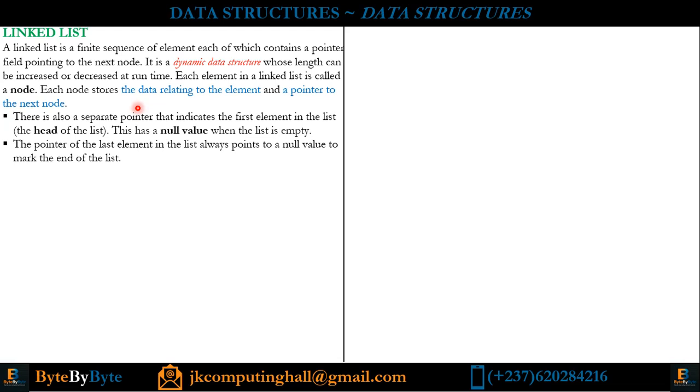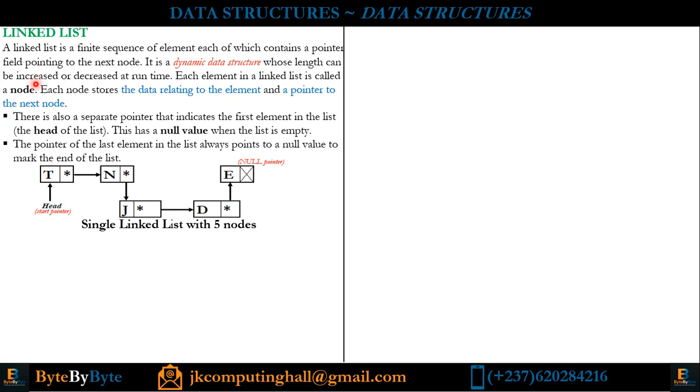So you might be asked an MCQ: when can we have a null pointer in a linked list? One of the answers is when the linked list is empty and the null pointer will be the head. The other answer is when the list has values and that null pointer is for the last element.